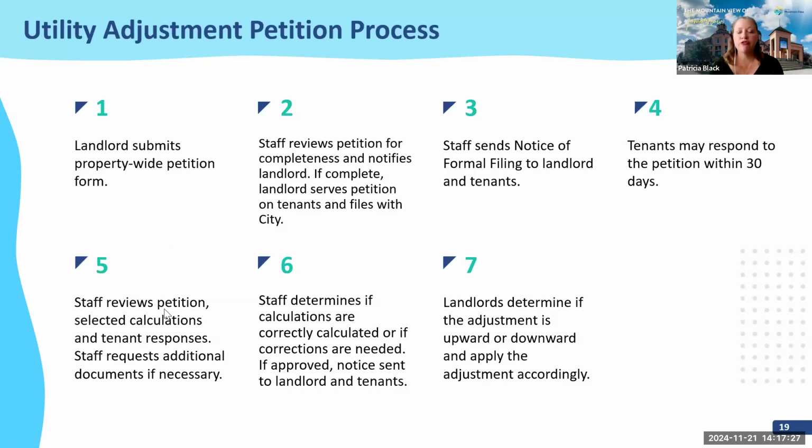So then we will review your petition calculations and the tenant response after those 30 days. We might request additional documentation depending on what your tenants' responses are. And then we have the time to determine if calculations are correctly calculated or if corrections are needed. If approved, we will send out a letter of a final determination. And then you, the property owner, need to determine if the adjustment is upward or downward and apply the adjustment accordingly. So what does that mean, you say?